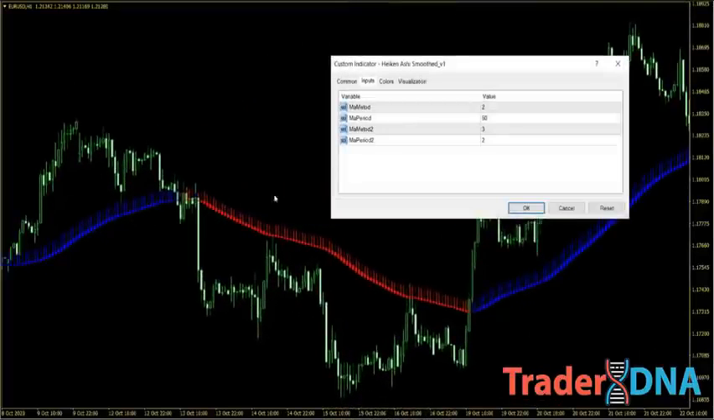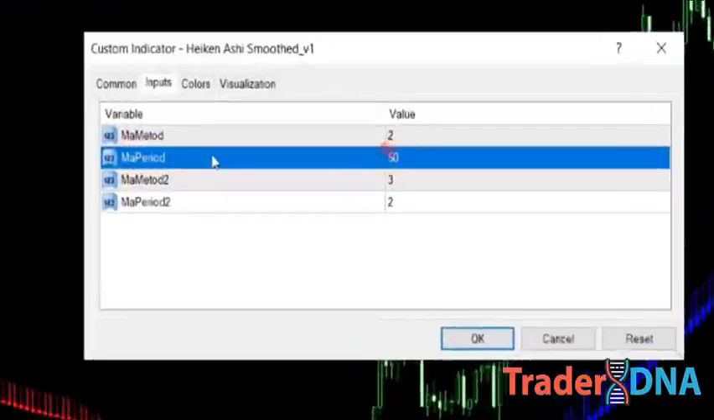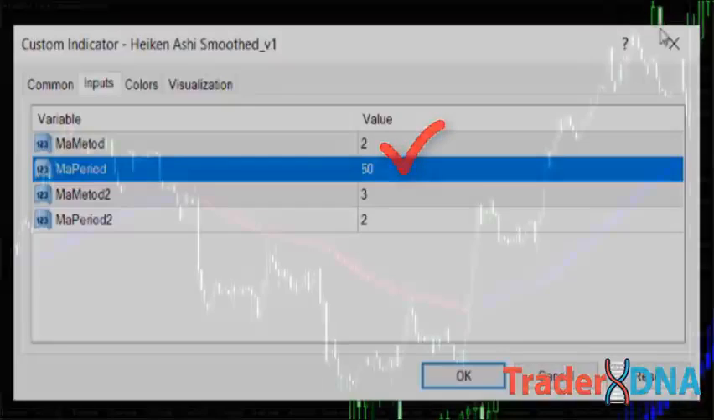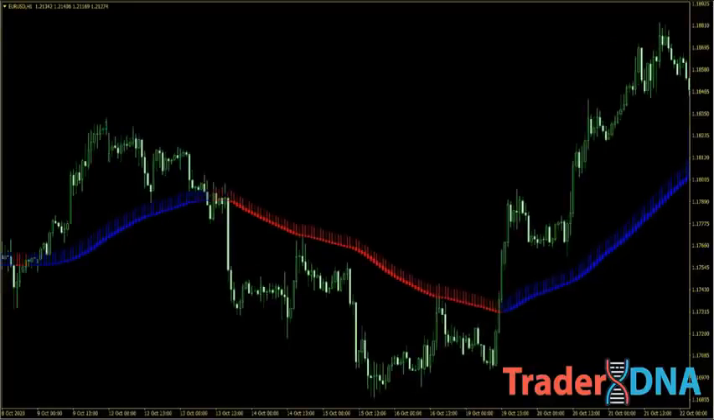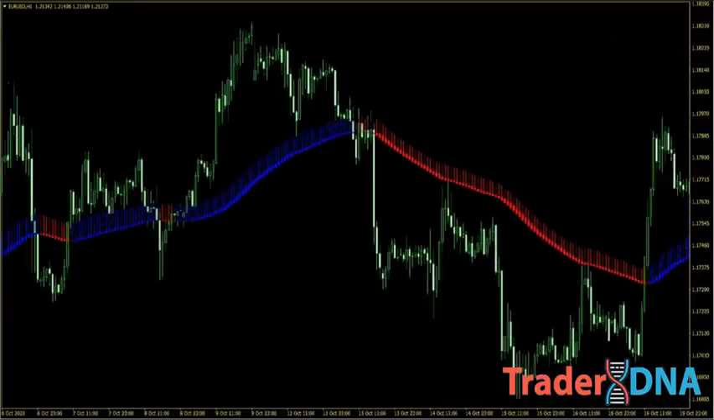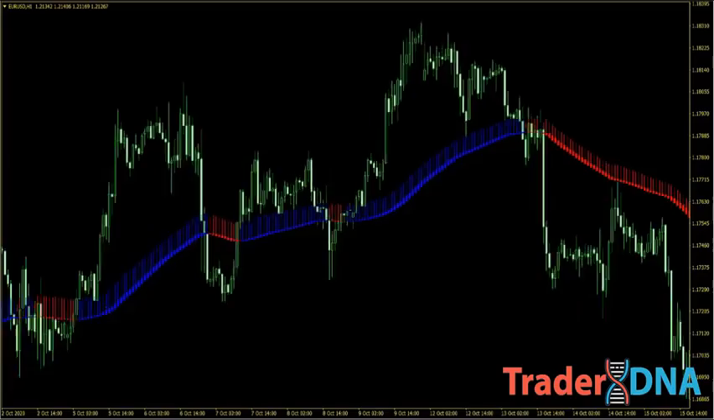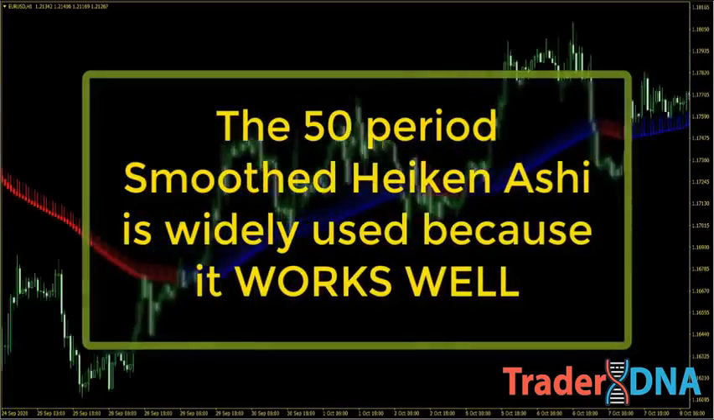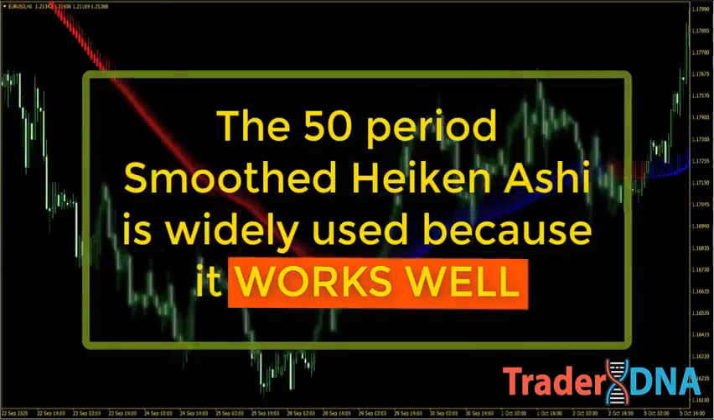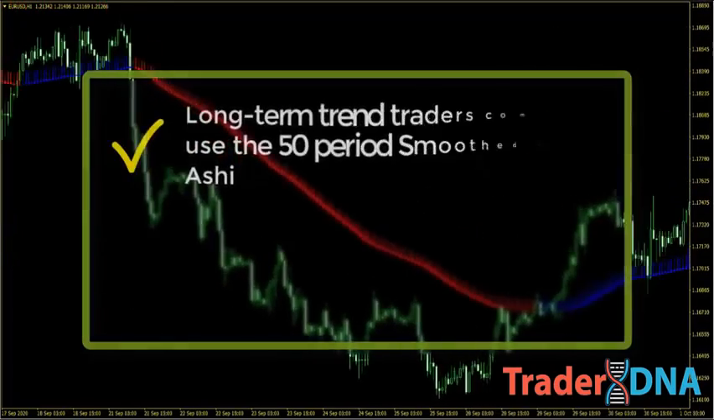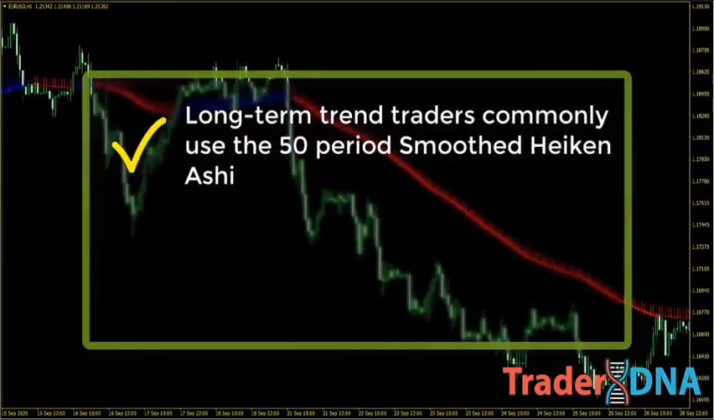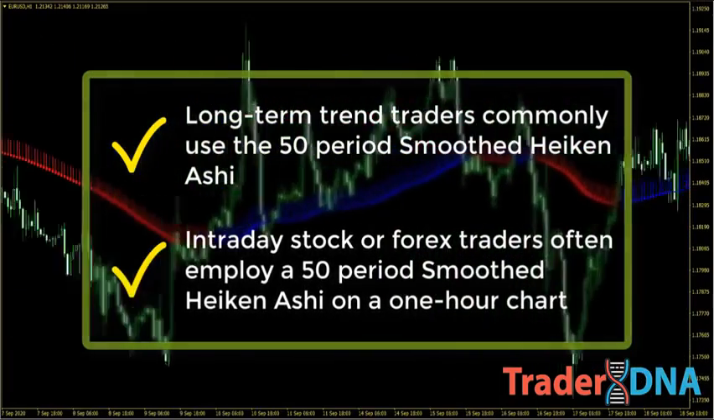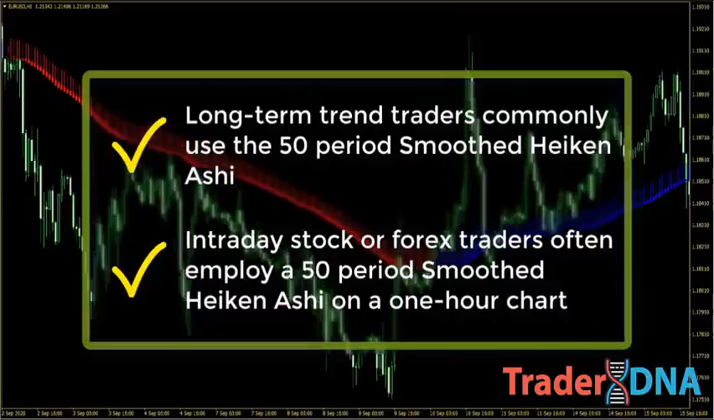50-period smoothed Heiken Ashi. 50-period smoothed Heiken Ashi acts like an intermediate-term moving average. Again, the 50-period smoothed Heiken Ashi can work as long as you use the indicator on assets with less volatility. As noted, the 50-period smoothed Heiken Ashi is widely used because it works well. Long-term trend traders commonly use the 50-period smoothed Heiken Ashi, whereas intraday stock or forex traders often employ a 50-period smoothed Heiken Ashi on a 1-hour chart.